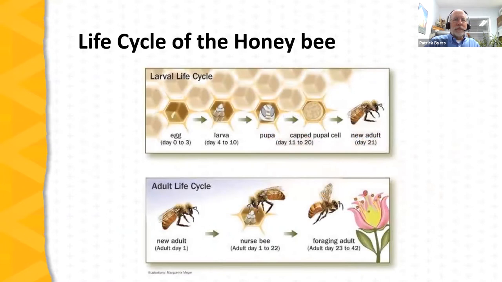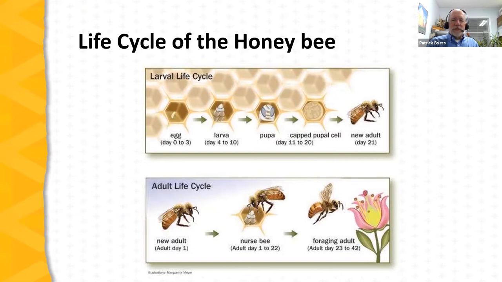And again, an egg for about the first 3 days, a larva then from day 4 to day 10, a pupa from day 11 to day 20. The developing larva and the pupa are tended by the worker bees, and then the worker bees cap the cell. When the pupa emerges as a new adult, the new adult chews out of the cell and becomes a productive part of the hive.